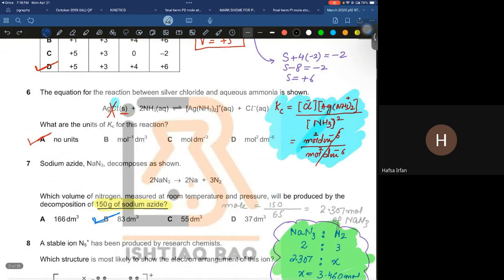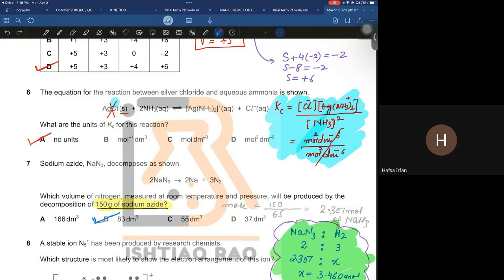The equation for the reaction between silver chloride and aqueous ammonia is shown. What are the units of Kc for this reaction? Of course, the formula is product upon reactant. And this is your product, and this is your reactant. We are not supposed to include the solid in this Kc expression. So that's why I'm not going to add silver chloride solid in the Kc expression.